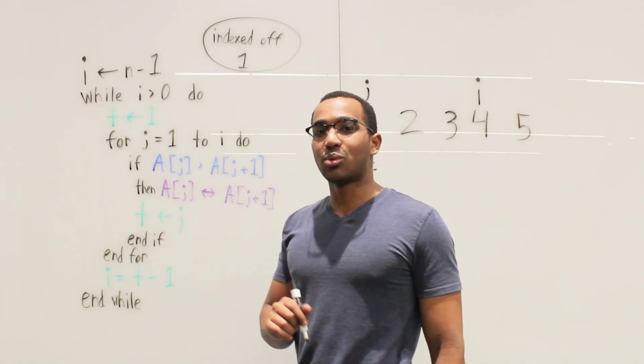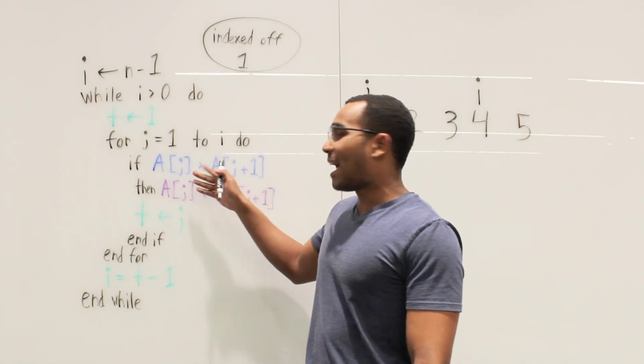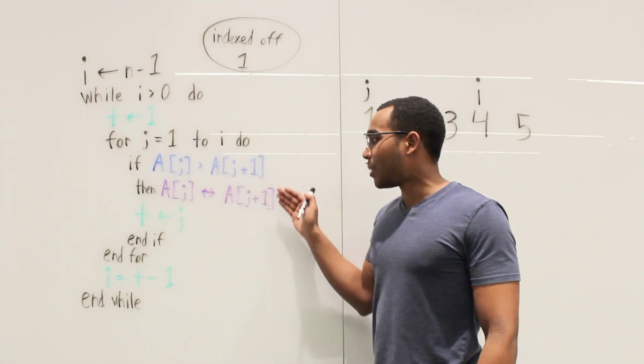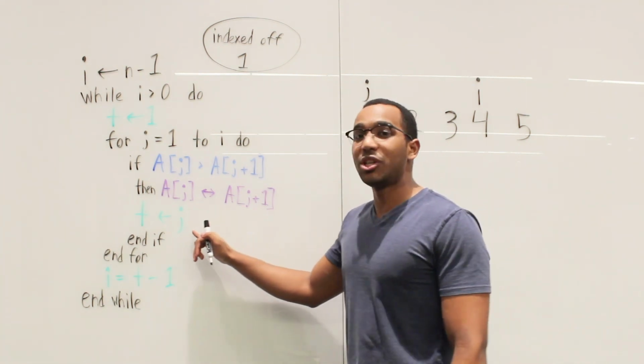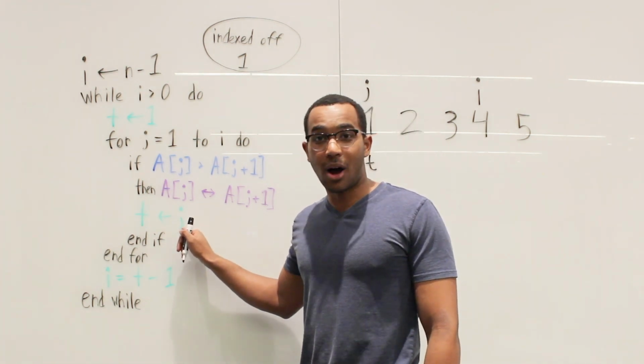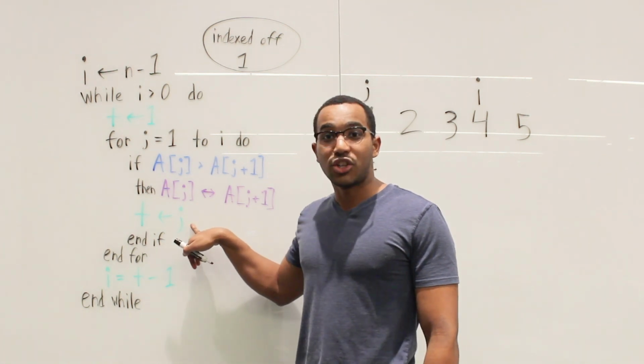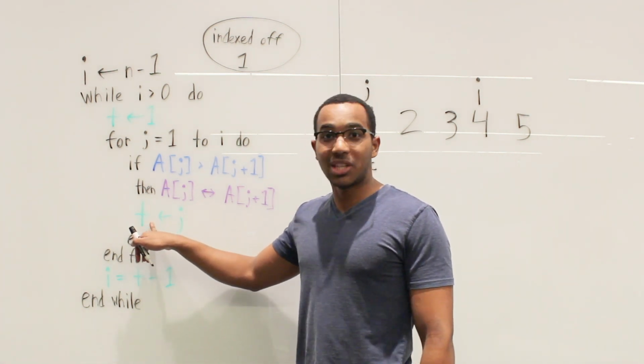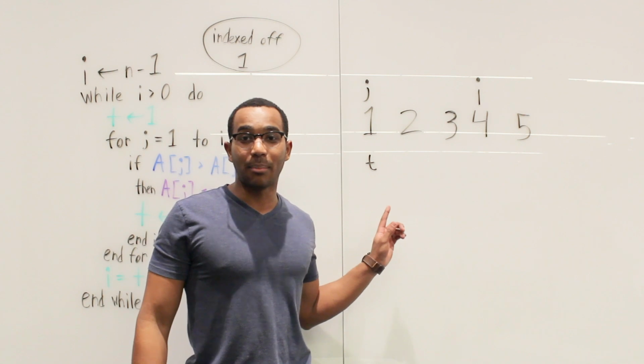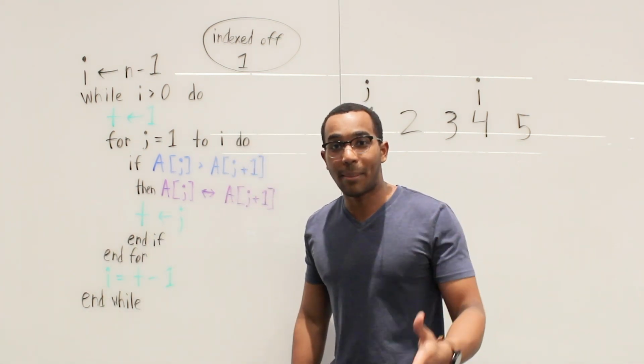So what we're going to do is go from 1 to I, and again, we have our comparison. We have our swap. And if we swap, we remember where the swap happened. This is where we put J, where the swap happened, into T. T is our remembering. We remembered with T where the swap happened.